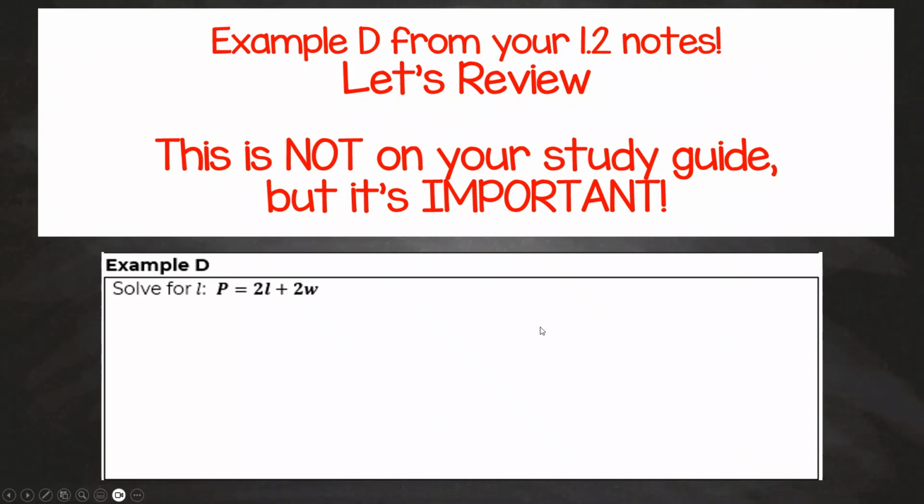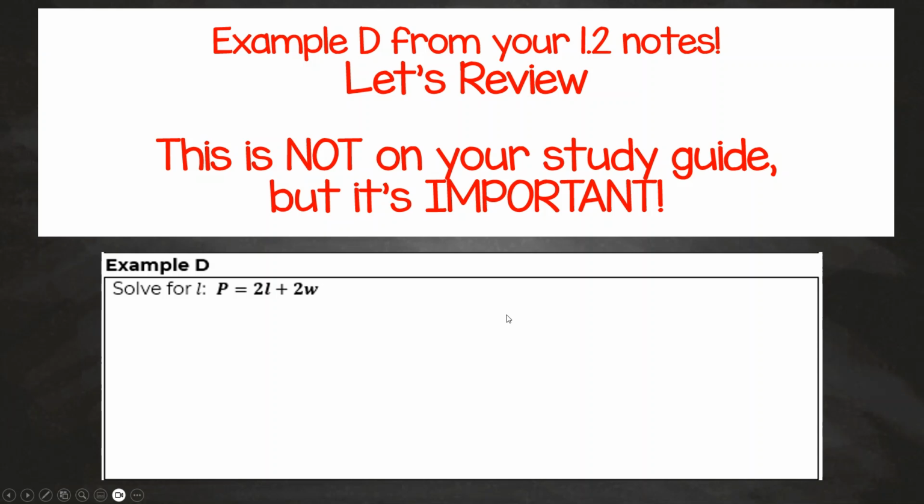One thing I did want to point out is from our Module 1, Lesson 2 notes. In that lesson, we did this problem. We solved P is equal to 2L plus 2W. This is a very similar type of equation to what we will see on the Module 1 test. So I wanted to make sure we reviewed it and everybody understood, not because it's difficult, but just because the last step is to simplify.